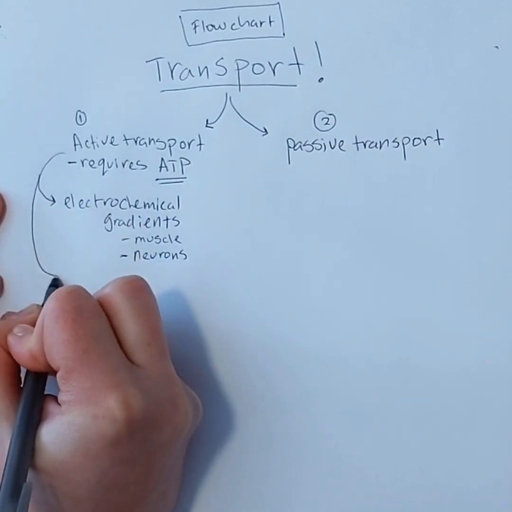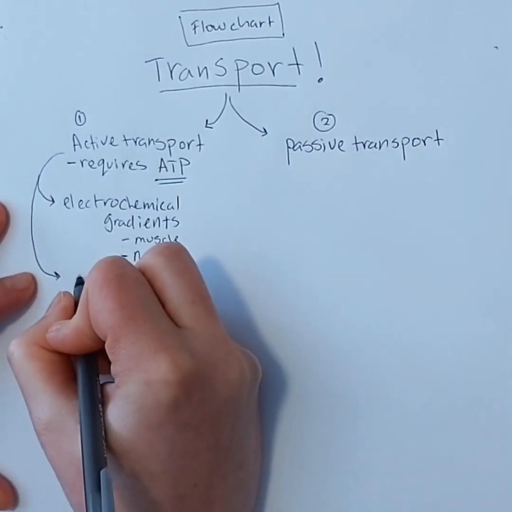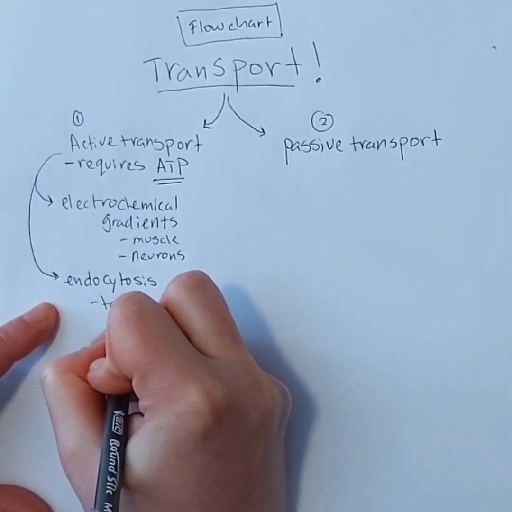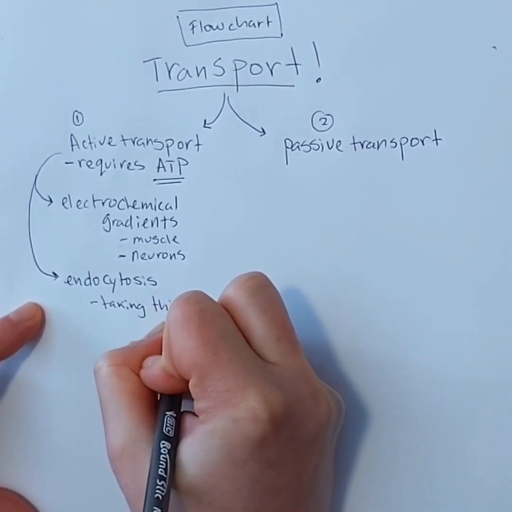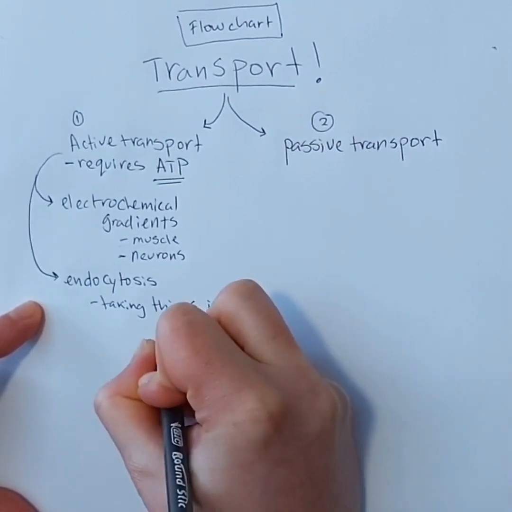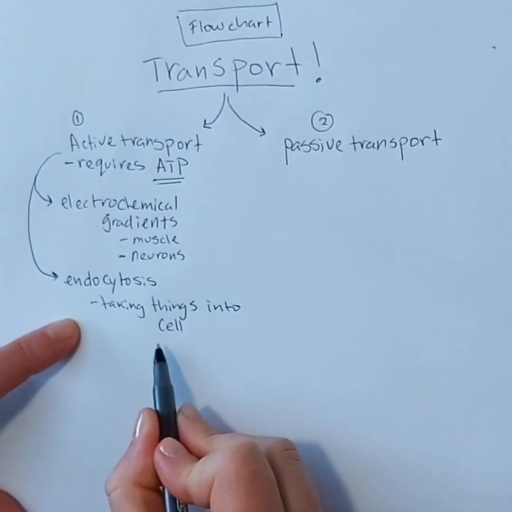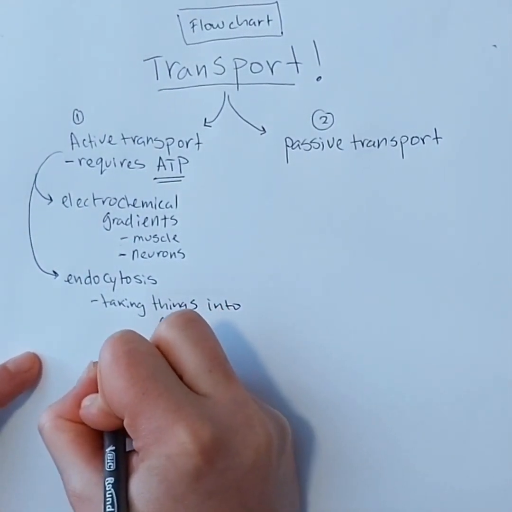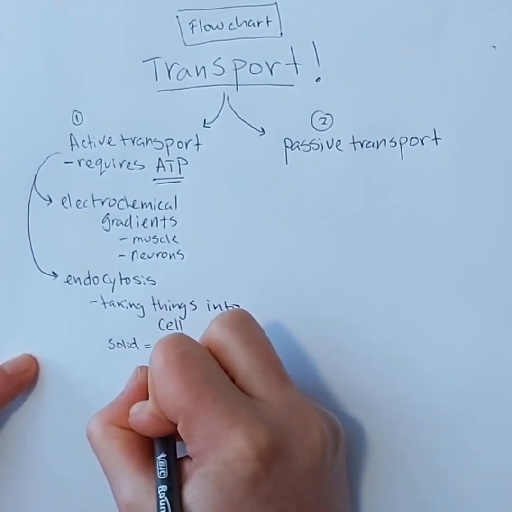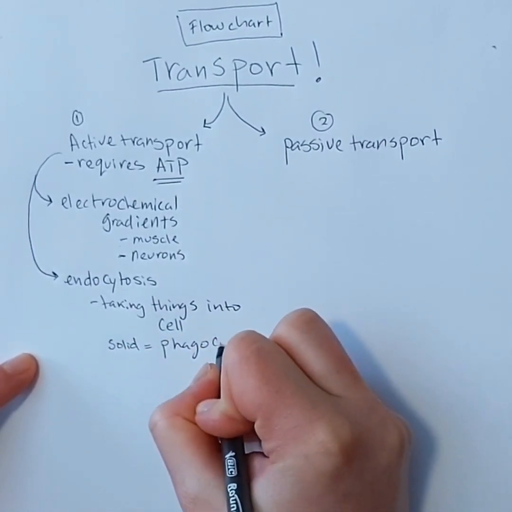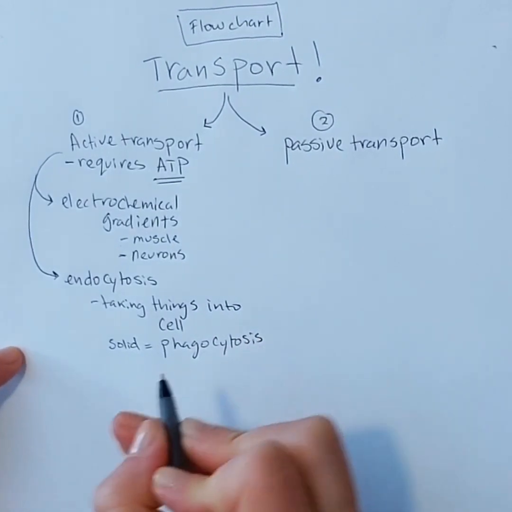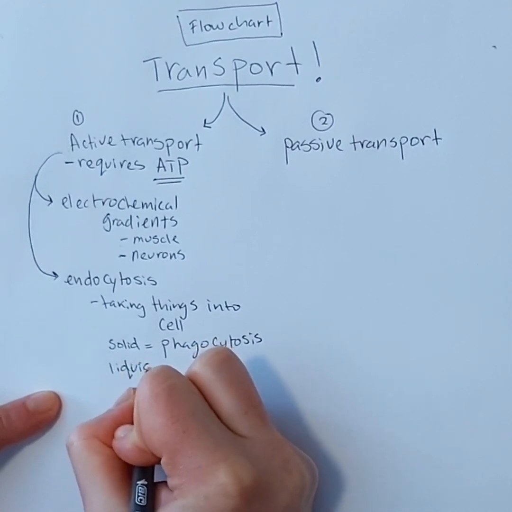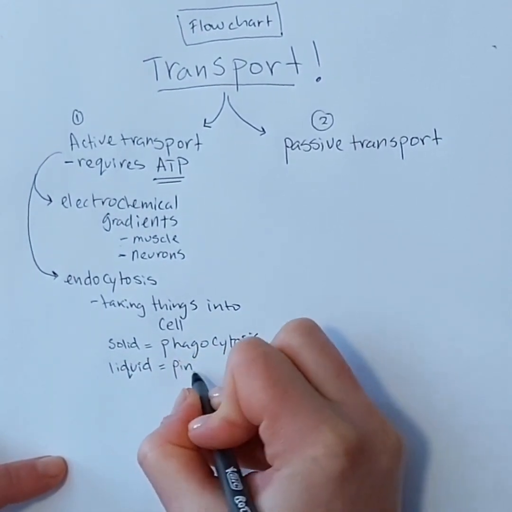Another type of active transport that's important for this class, endocytosis, is going to be taking things into the cell. Then there's two types of endocytosis. If you're taking a solid in, then you call it phagocytosis. If you're taking a liquid in, then it's called pinocytosis.